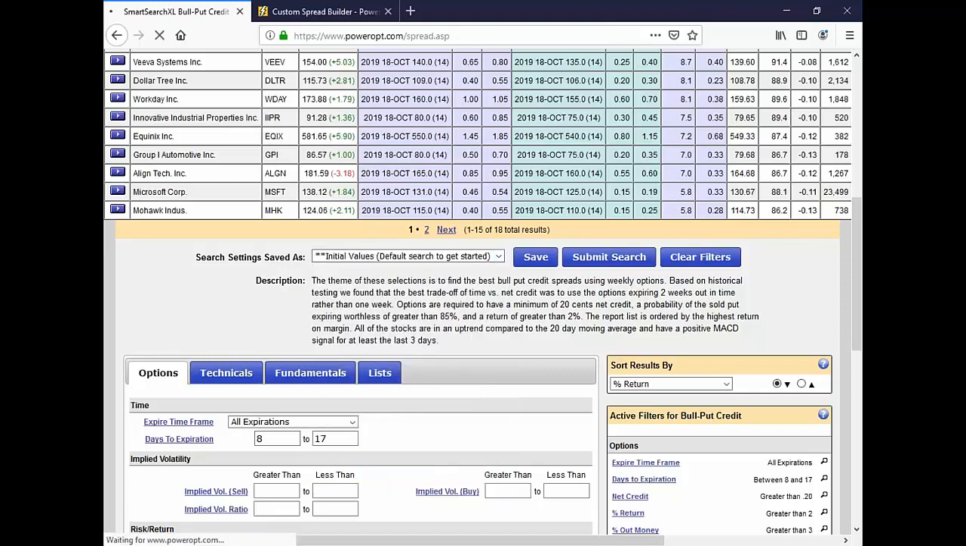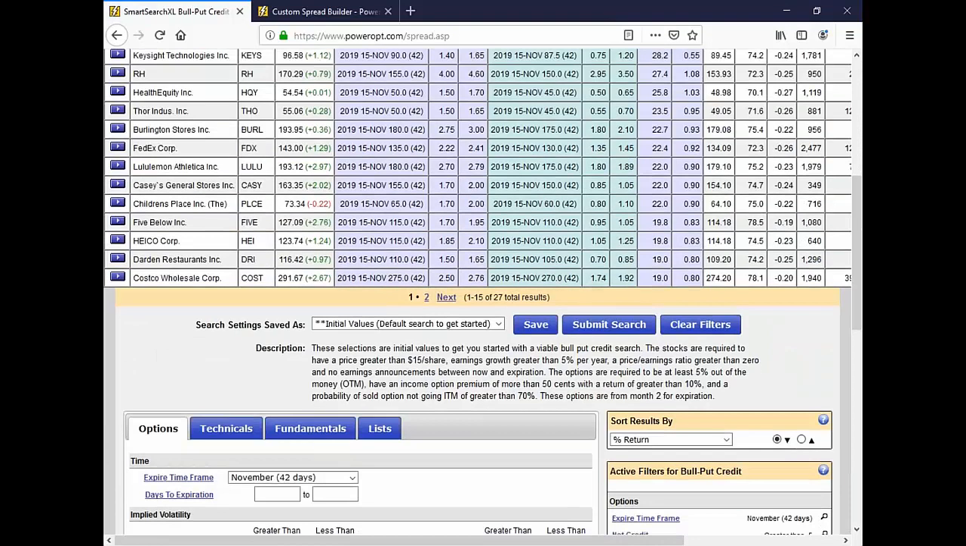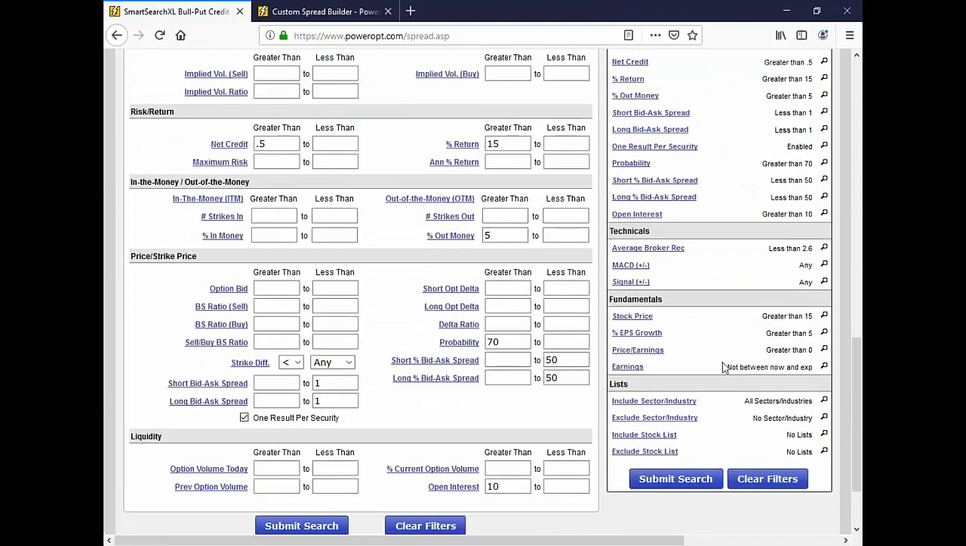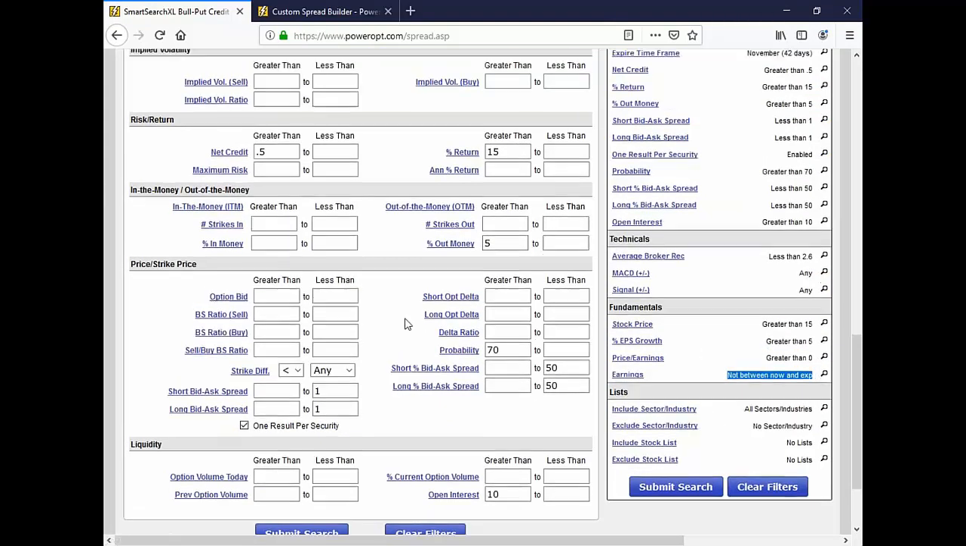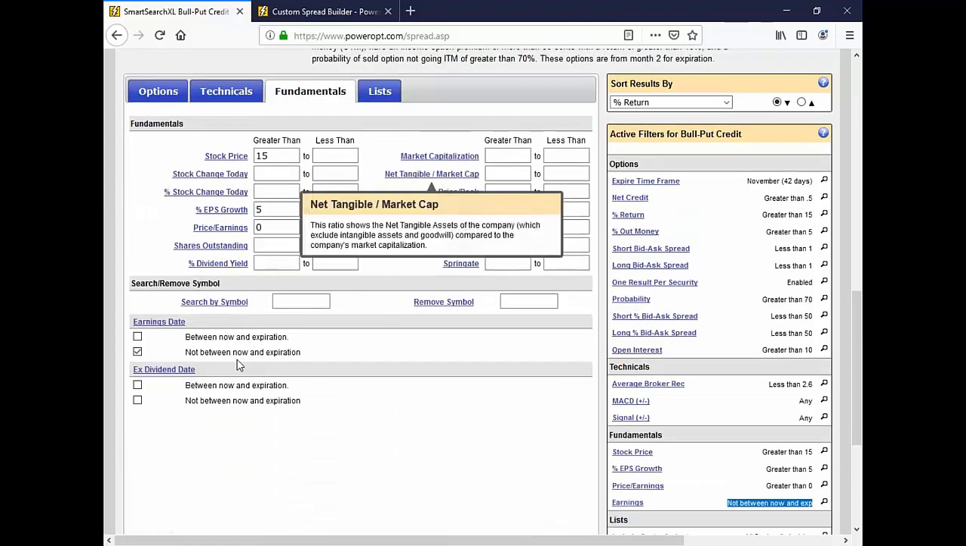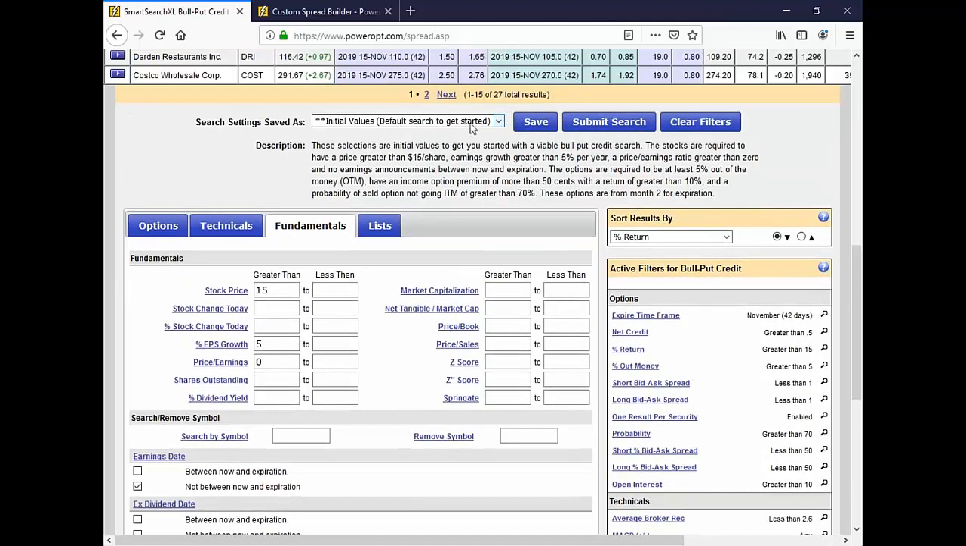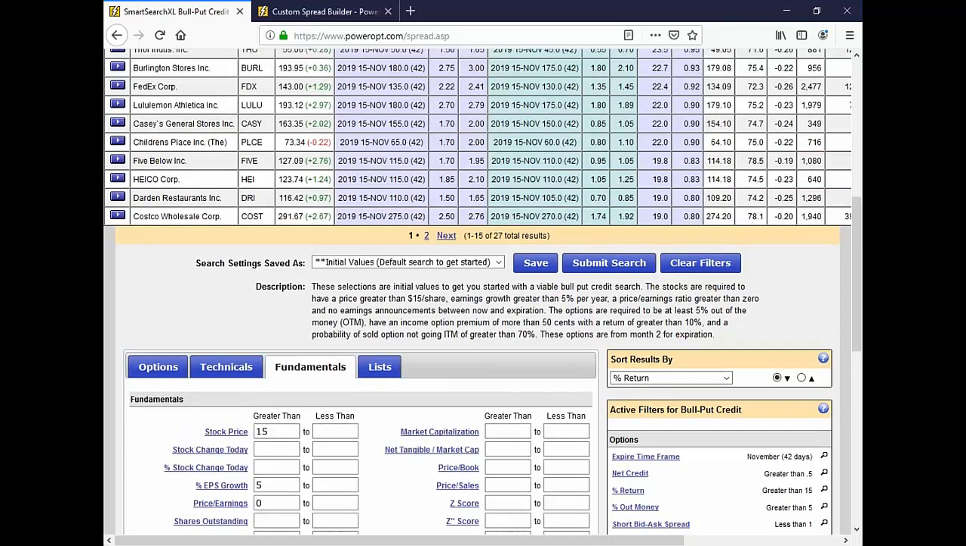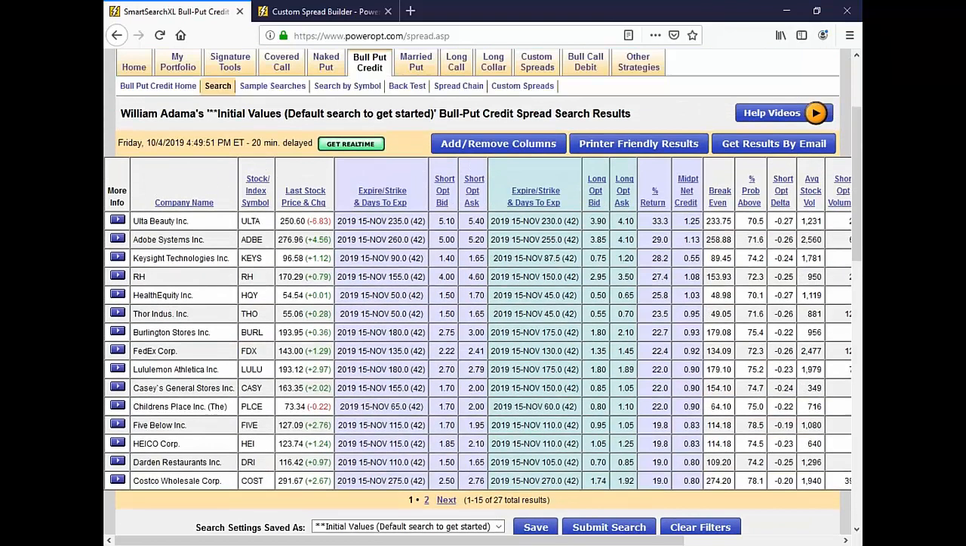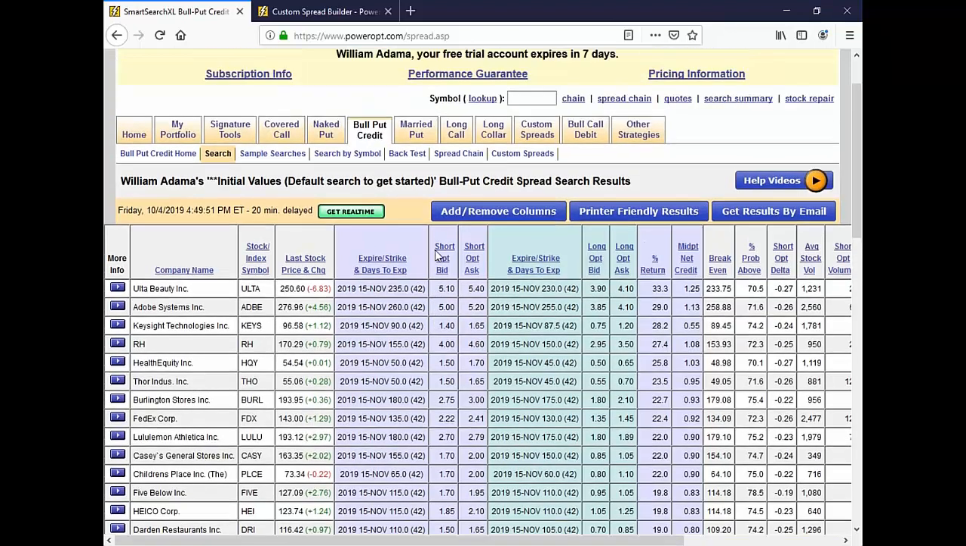But if you look at any of the default settings that you pull up, Doug, on PowerOptions or the sample searches, scroll down, initial values, earnings, not between now and expiration. If you don't see that, just go to your Fundamentals tab, click the checkbox for not between now and expiration, verify it, check it, resave the search under your specific name. Now you know that every result that's in there, 99% sure, does not have earnings between now and your desired expiration date. And if it does, it's because they haven't announced a specific date yet.